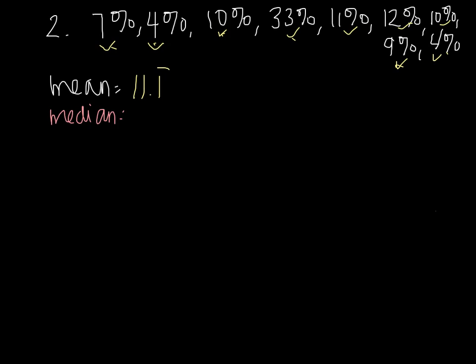So let's look for the smallest number up here. Looks like 4. Check it off. Then we have another 4. Check it off. Then we have a 7. Check it off. Then we have a 9. Check it off. Then we have a 10 and a 10. Two 10s. Check them off.